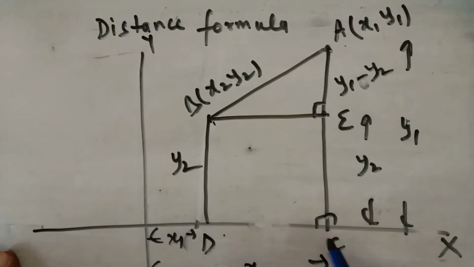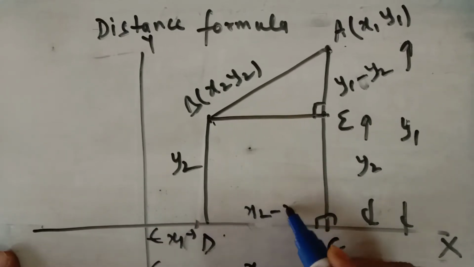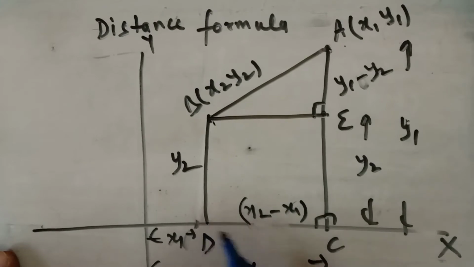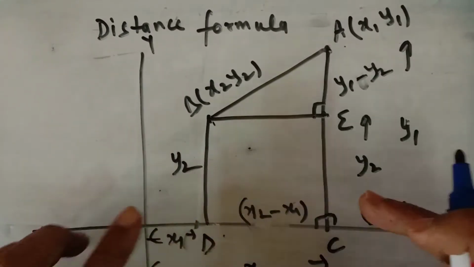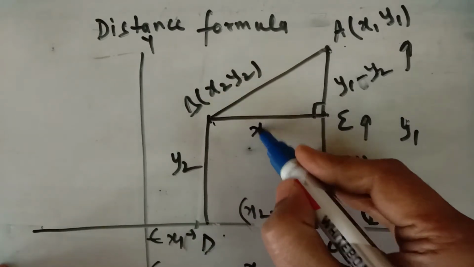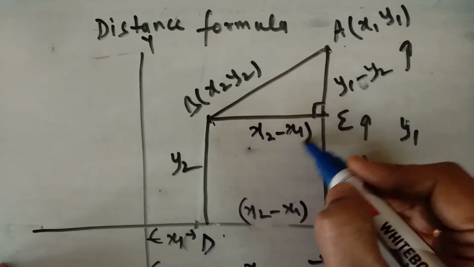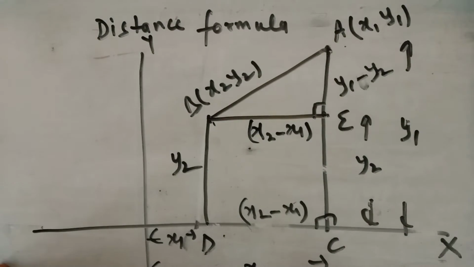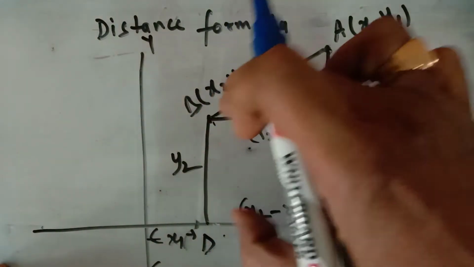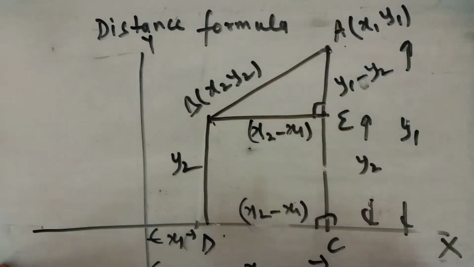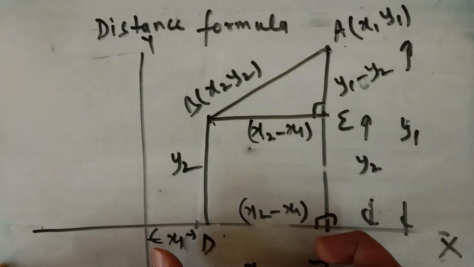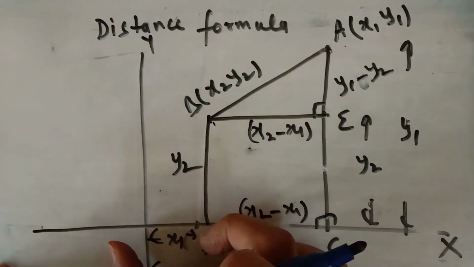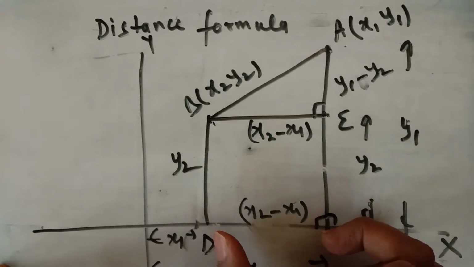So this distance comes out to be x2 minus x1. If you subtract this distance x1, you will get this distance x2, that is x2 minus x1. This distance is how much? y2, and this distance is y1. Now this distance is x2 and this distance is x1. When you subtract it, it will be x2 minus x1.